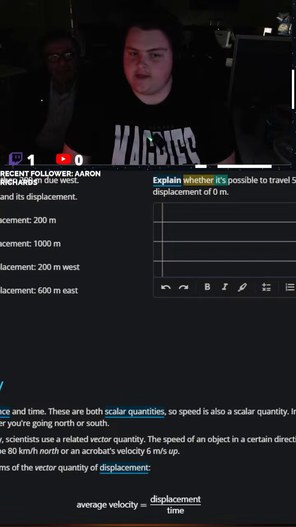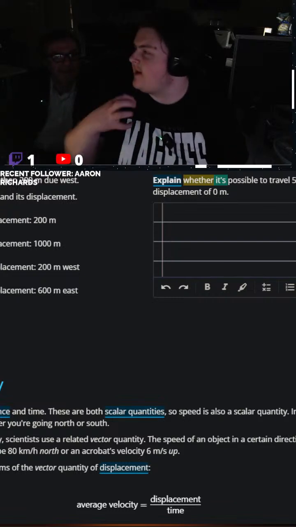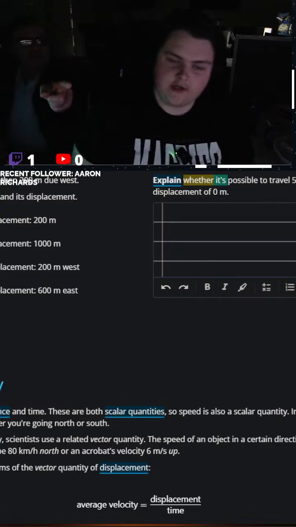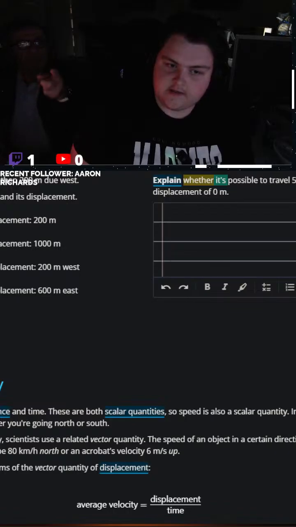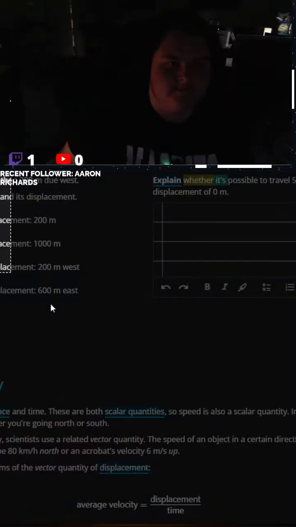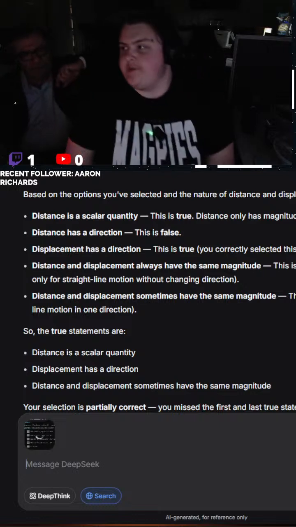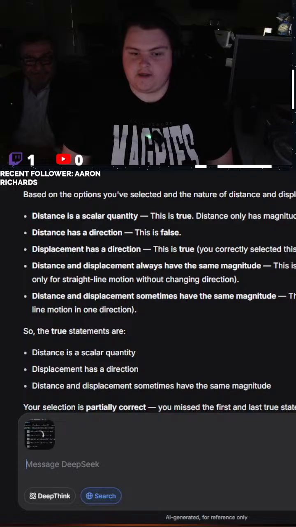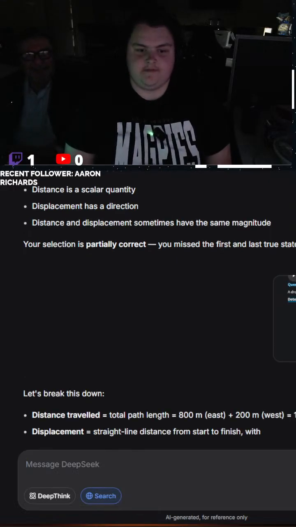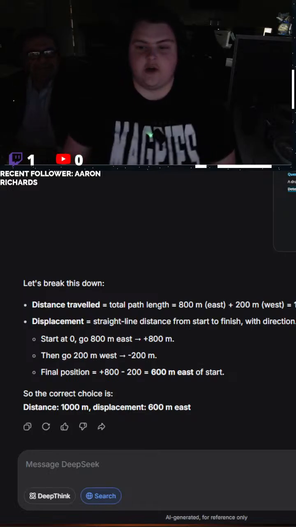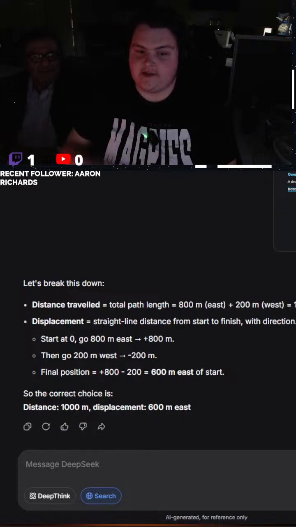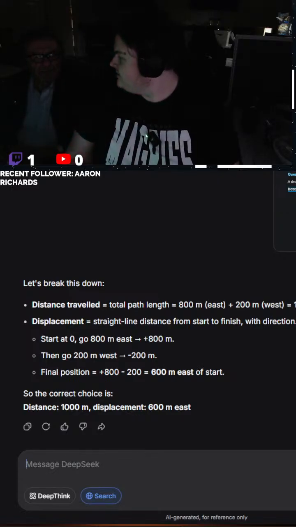It is 1000, it is 600 east, because remember, it came back west. No, 200 west, it says here. Yeah, 800 east and then 200 west. So what is the displacement? I'll just put it for Deep Seek. It would be the third one. I'm saying the fourth. Let's see. I could be right. You never know. I told you. The correct choice is distance 1,000, displacement 600 east.